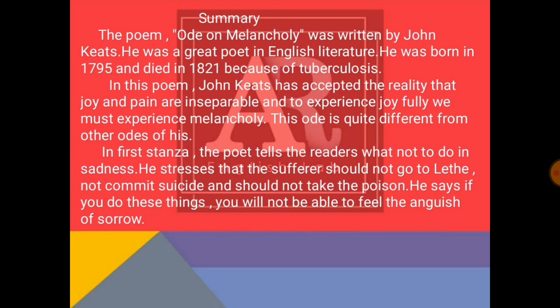Now we are going to discuss summary of this poem. The poem Ode on Melancholy was written by John Keats. He was a great poet in English literature. He was born in 1795 and died in 1821 because of tuberculosis.